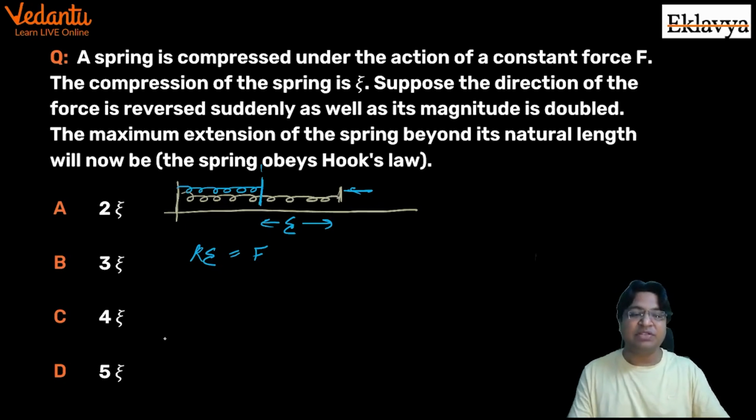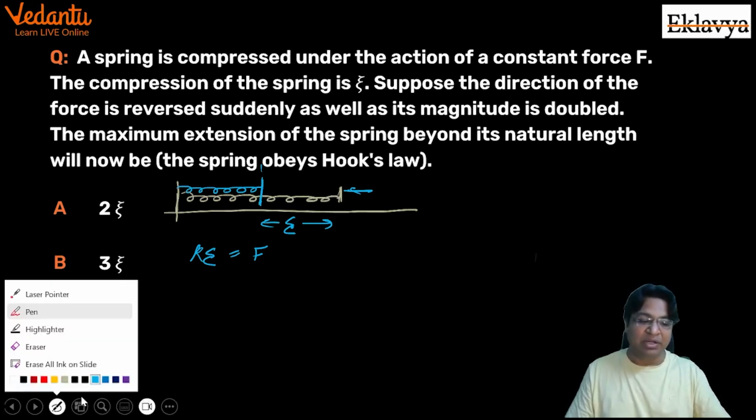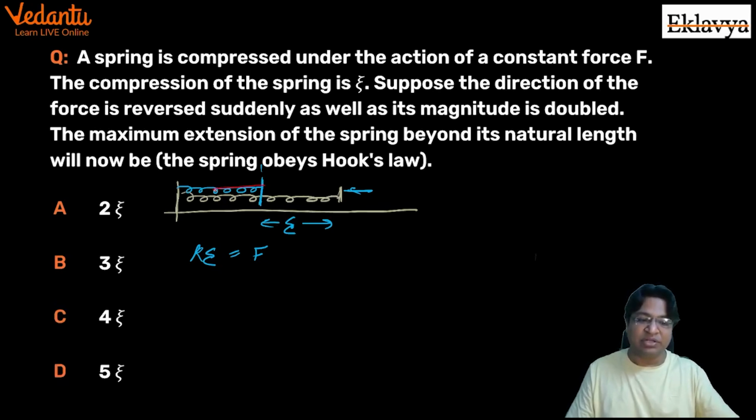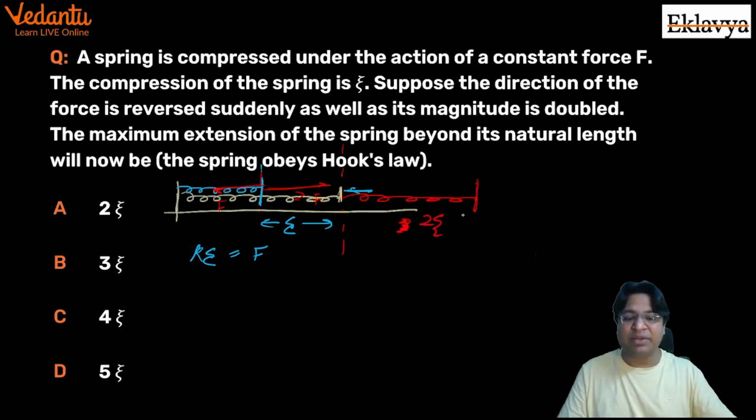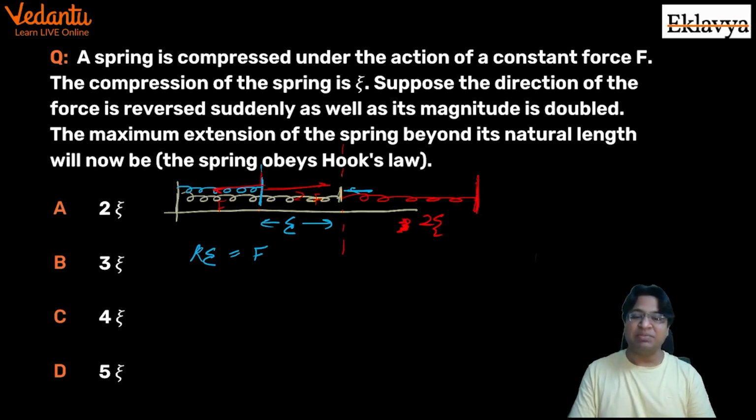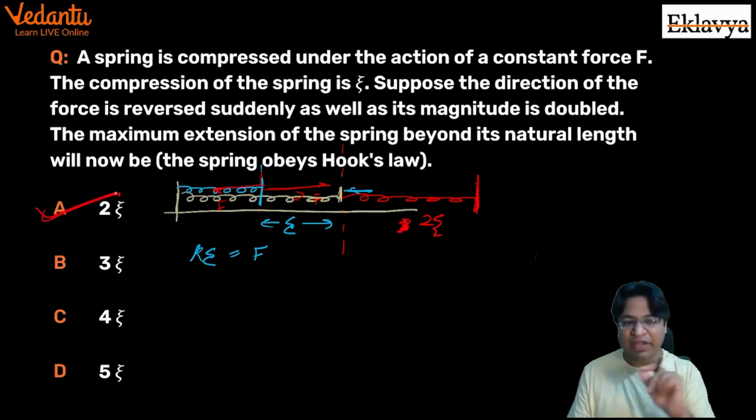Now the question says that you have changed the direction of the force and made the force double. So if first you are exerting a force F like this, now you are exerting a force 2F like this. If it is a massless spring, then what will happen? This is the natural length of the spring. From this position, it will go to a new position which has an elongation of 2 epsilon, because now 2F needs to be balanced by K into elongation. Again, it will come to an abrupt halt here. So if the spring is massless, then the maximum extension beyond the natural length would be this one. So this is what we have given you as the answer.